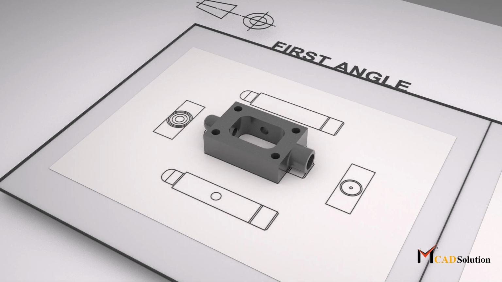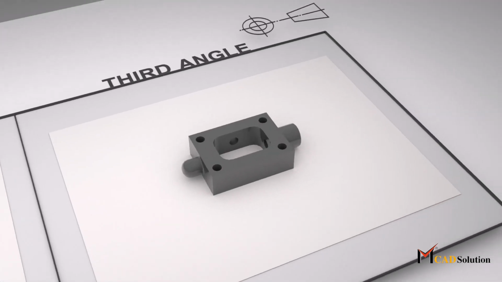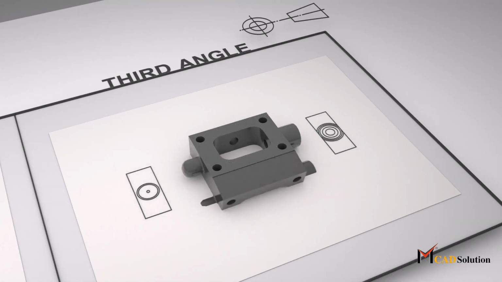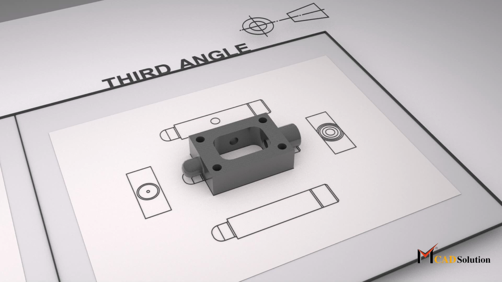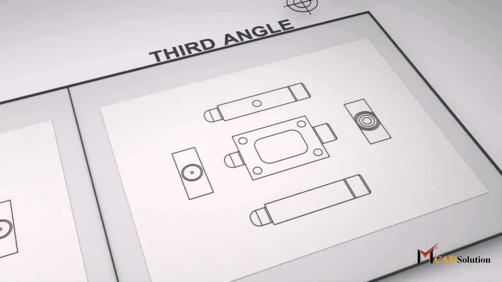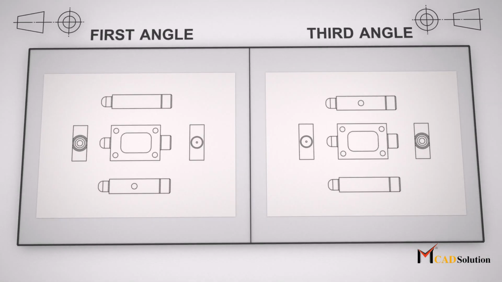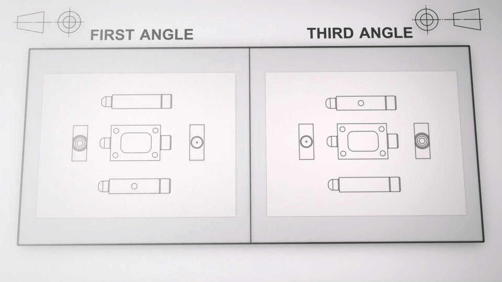What exactly is a projection method? In simple terms, it's a technique used to represent a 3D object in 2D views like front, top, and side. This helps us communicate the shape, size, and features of a part on paper or CAD software. There are two main methods used globally: first angle projection and third angle projection.